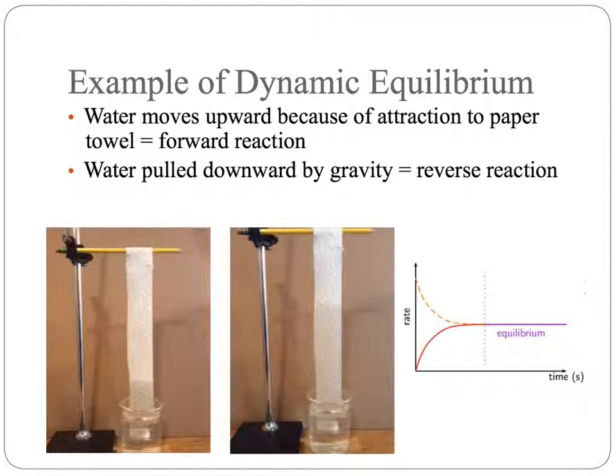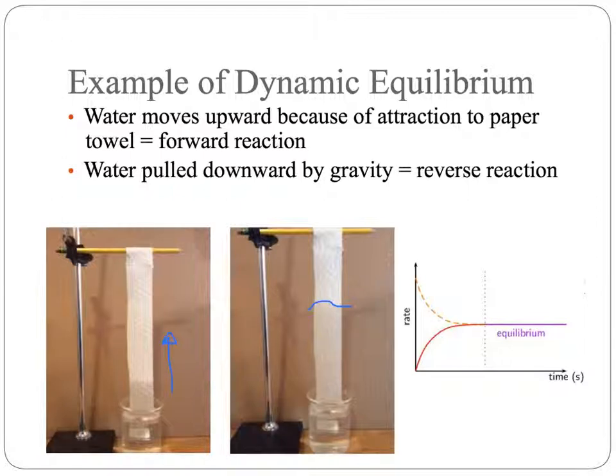I tried to create a little example of dynamic equilibrium in my kitchen using the attraction between water and a paper towel. So I took my strip of paper towel and placed it in a beaker of water, and of course the water started moving right up the paper towel very quickly at first, and then it sort of slowed down, and after an hour it got to be about this height and it just sat there.